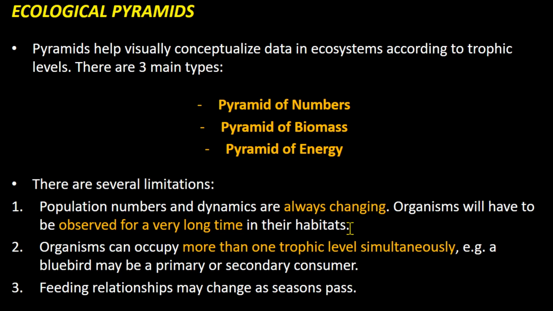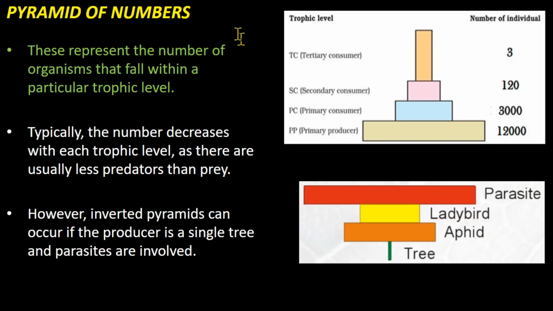It's never static. Secondly, organisms can occupy more than one trophic level simultaneously. So for example, a bluebird may feed on berries, and that would make it a primary consumer, but it may also feed on caterpillars, which would make it a secondary consumer. Lastly, feeding relationships may change as seasons pass. As organisms migrate during winter, or certain foods become inaccessible or mature at different periods of time, this would affect feeding relationships. Here we have a pyramid of numbers.